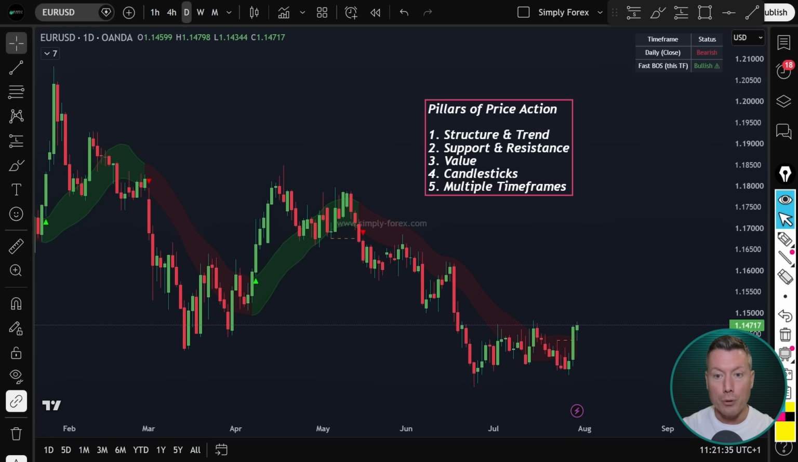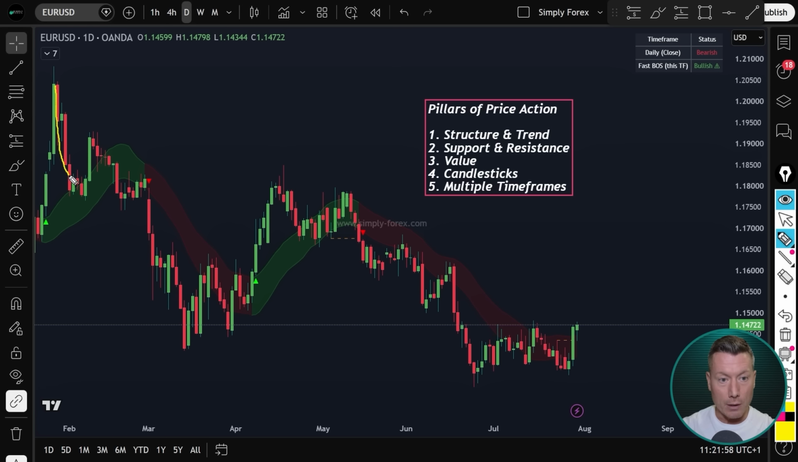Now, the pillars of price action are as follows. You can see them on the chart: structure and trend, support and resistance, value, candlesticks, and multiple time frames. These are all the things that you need to grasp as a trader, and this indicator beautifully visualizes these things for you. So let's start with structure and trend.